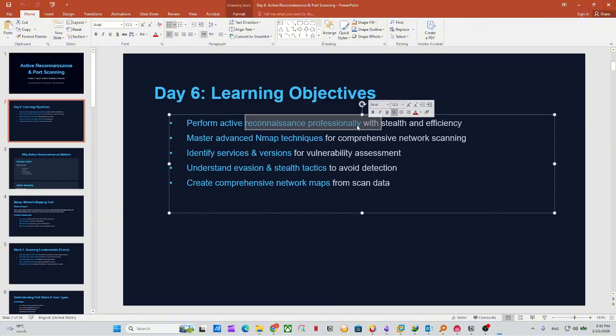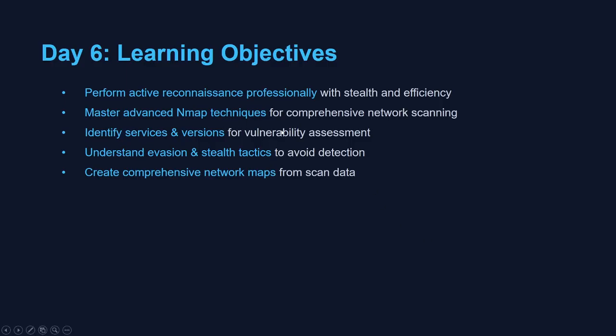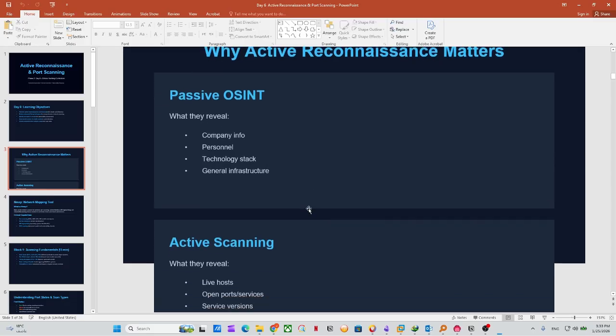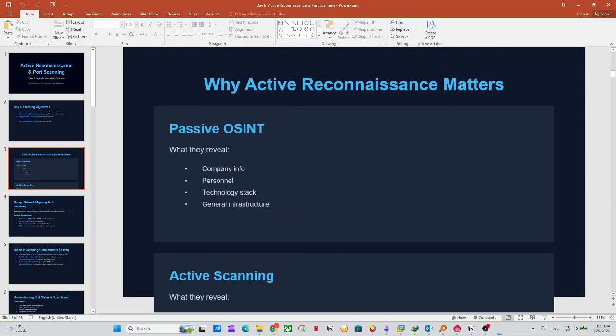Learning objectives: perform active reconnaissance professionally with stealth and efficiency. Master advanced Nmap techniques for comprehensive network scanning. Identify services and versions for vulnerability assessment. Understand evasion, network scanning, and service version identification. So let's talk about why active reconnaissance matters.